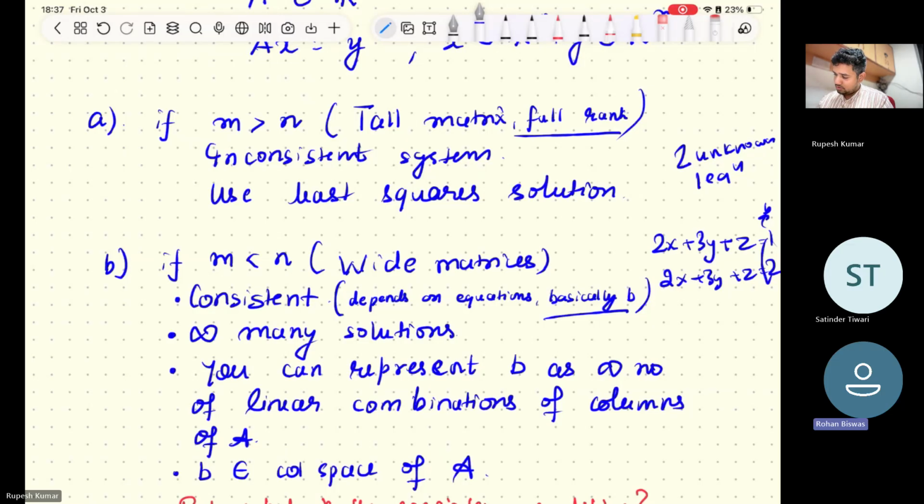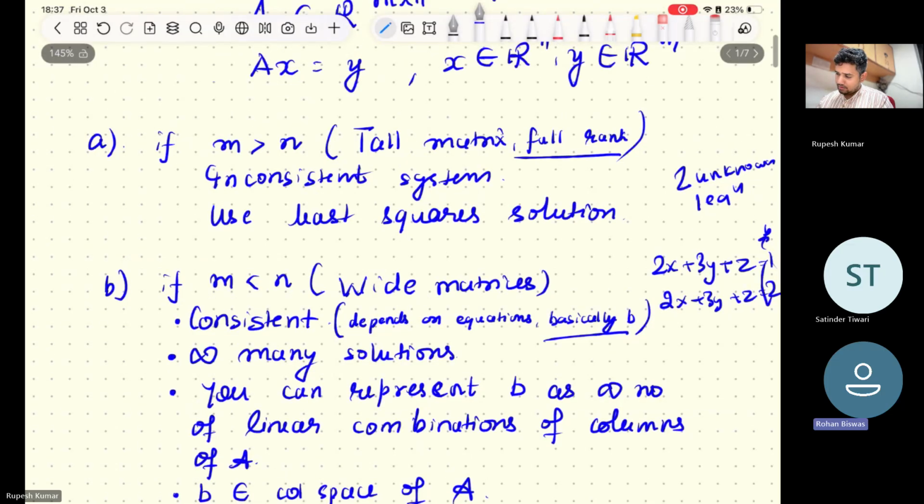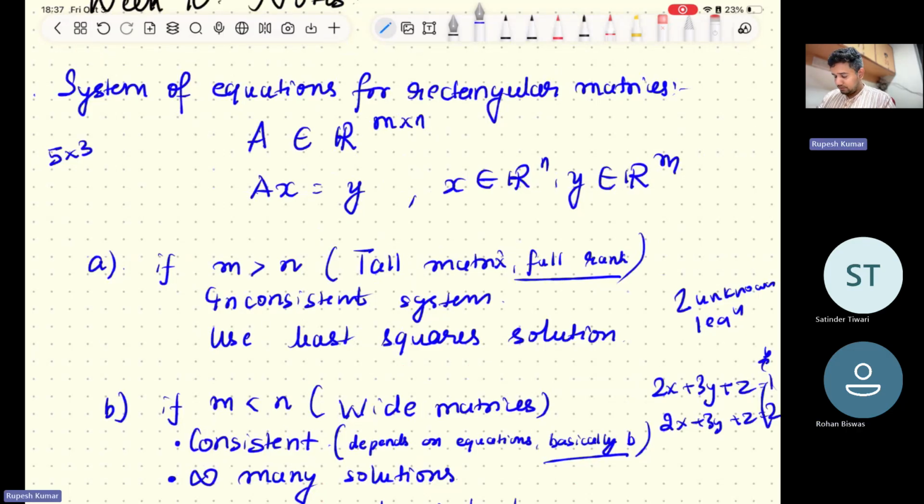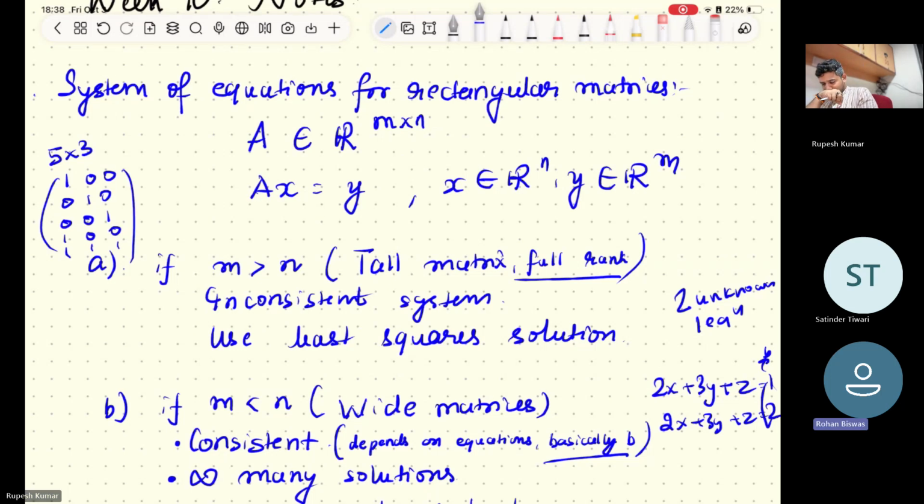Okay, so suppose I have a matrix of size 5 cross 3, and the matrix has rank 3. So it is a full rank matrix, right? Yeah, it's a full rank matrix. So will it always be inconsistent, or is it possible for it to be consistent also? It won't be consistent, right? No, it won't be consistent. Why so?